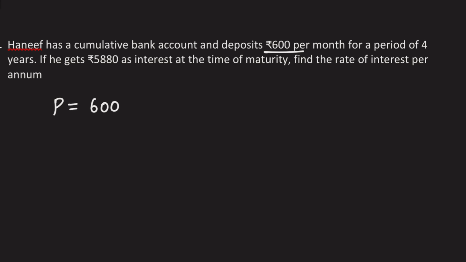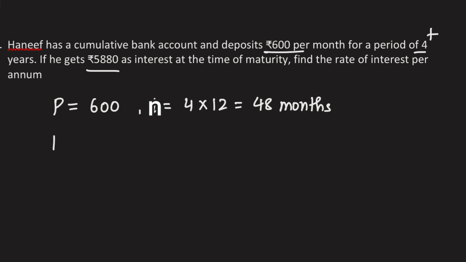And the time period, that is T here, is 4 years. 4 multiply 12, that is 48 months. Right? If he gets 5,880 rupees as interest at the time of maturity, so this is the interest. Find the rate of interest per annum.